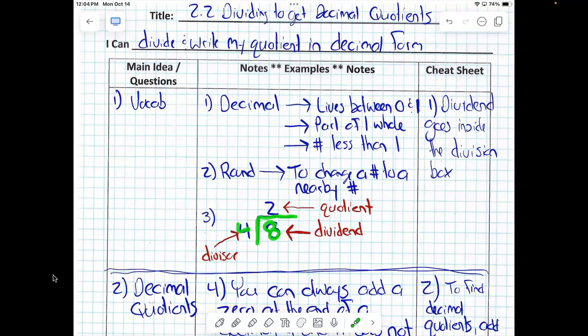8 divided by 4, right? Yes. What is this number called? Quotient. What is this number called? Divisor. What is this number? Dividend. And what number always goes inside the box? Dividend.